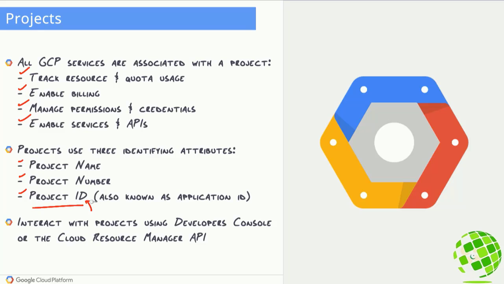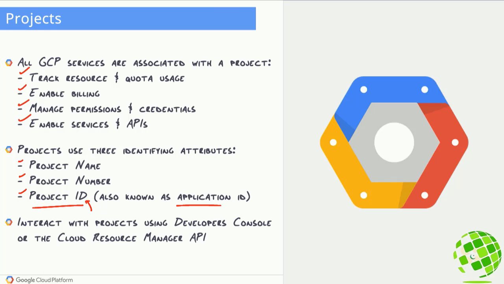This is the ID that we'll be passing in when working with things like SDKs and APIs and other external tools. It's also known as the application ID inside of App Engine. In fact, App Engine actually uses that app ID inside of the subdomain for the appspot.com URL. More on that when we talk about App Engine.